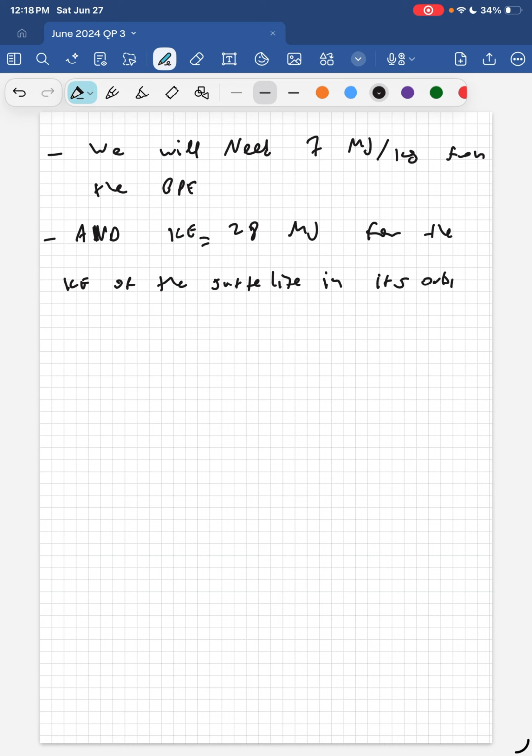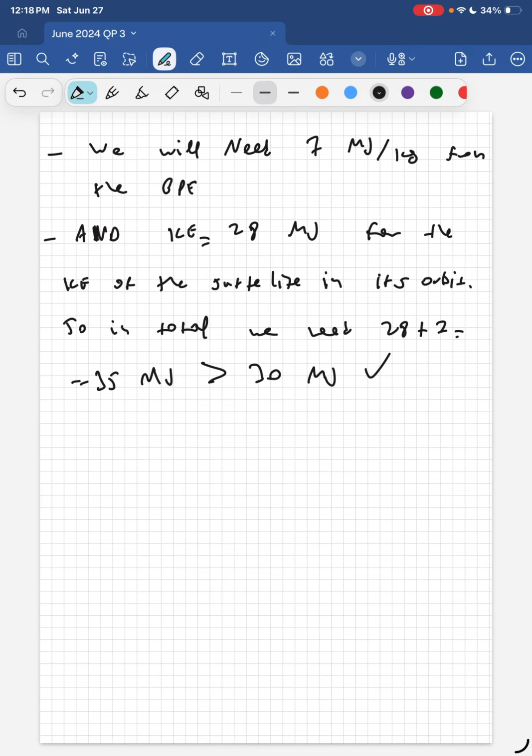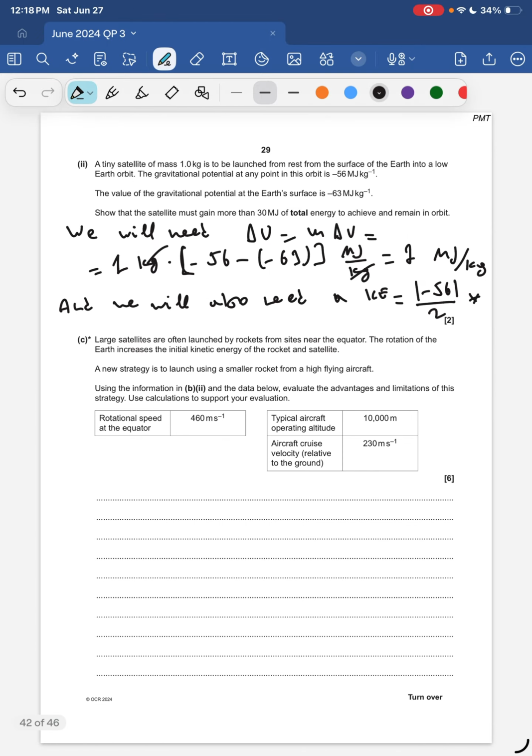So in total we need 28 plus 7 equal to 35 megajoules of energy, which is larger than 30 megajoules as we were told. So part C, it's a star problem again, so 6 marks.